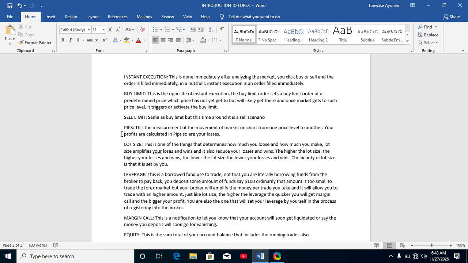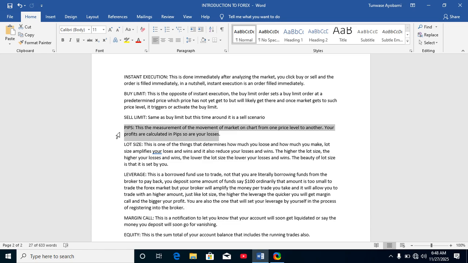Okay, I just wanted to say this before we move forward. So pips, what is pips? Pips is the movement of markets. I mean, it is the movement of price. It is what price is being calculated with. Let me break it down for you.